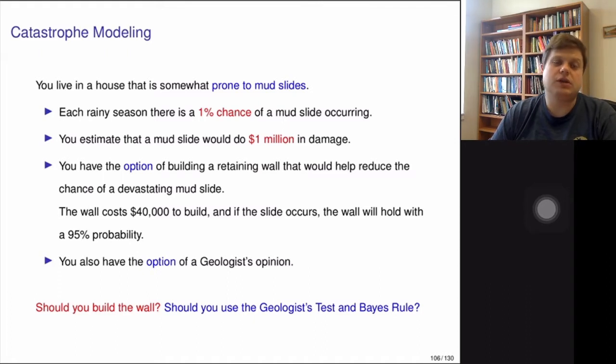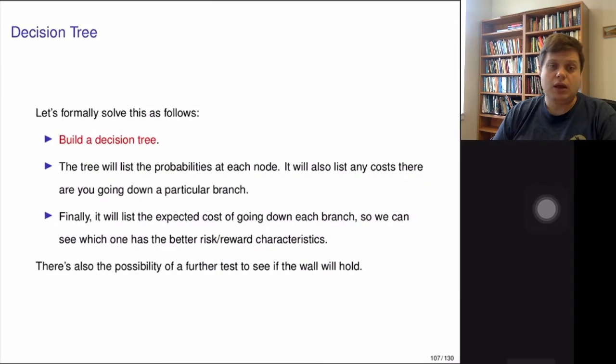And also you have an option of doing a geological survey. A geological survey might give you a better probability about the chances of the mudslide. And you might want to pay for the geological survey to make a better decision whether to invest $40,000 into the wall or not to invest. And we will answer those questions by using the decision trees and the Bayes rule. So let's formally set up the problem. We're going to build a decision tree. The tree will list the probabilities at each of the nodes. And the tree also will list costs associated with each of those branches, because you remember there are costs associated with losing the house if a slide happens, and building the wall.